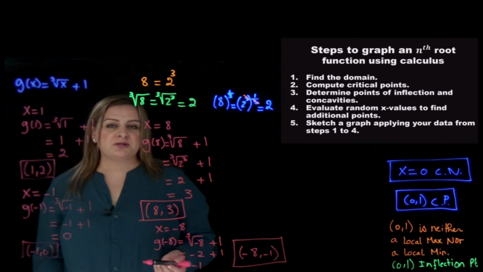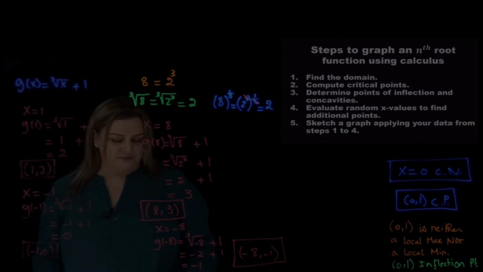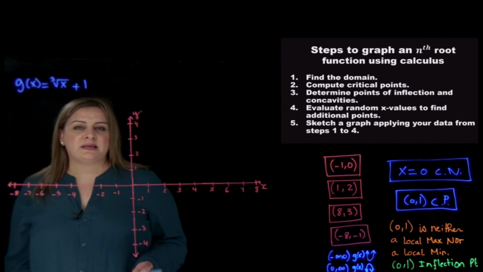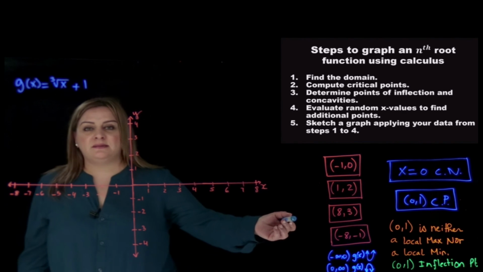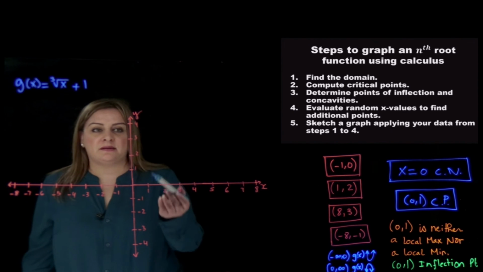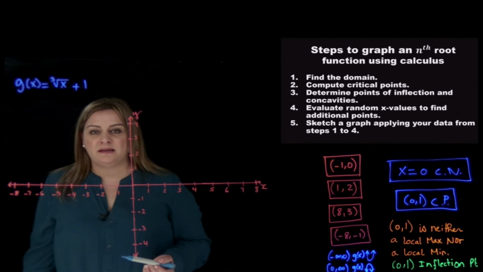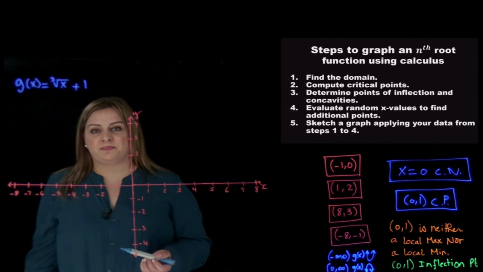We now have sufficient points to graph our masterpiece. We now arrive at step 5. Step 5 says sketch a graph applying your data from steps 1 to 4. This is the data we collected from steps 1 to 4. We have 5 points to plot on the XY coordinate plane. Connect our points to sketch a graph of our function.